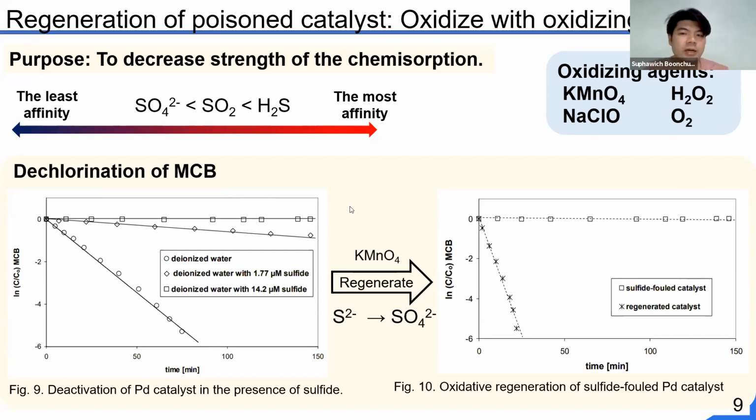For example, a palladium catalyst in dechlorination of monochlorobenzene is deactivated by sulfide molecule, and we use potassium permanganate to regenerate this catalyst.